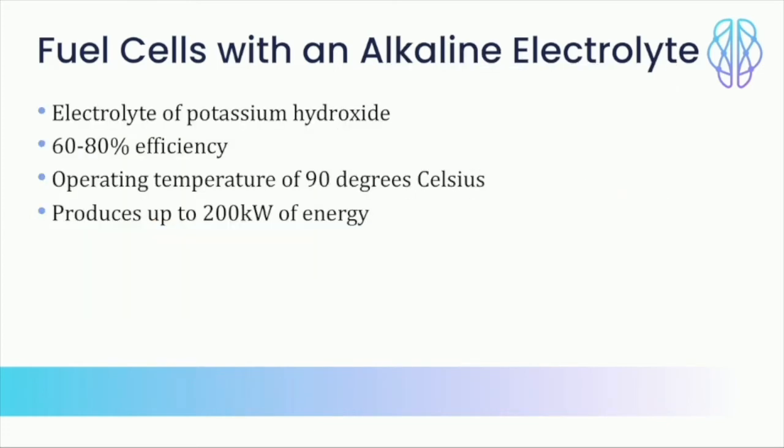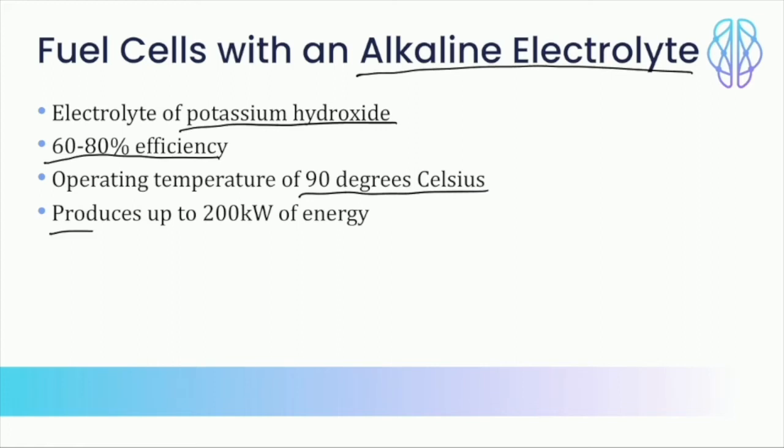So for the alkaline cell, we have a couple of similar conditions that we need to go over. Firstly, we have the electrolyte, which is an alkaline electrolyte in this case, and that tends to be potassium hydroxide. We have an efficiency that's a little bit higher when compared to the acidic electrolyte hydrogen fuel cell, of about 60 to 80%. We have an operating temperature much lower, at 90 degrees Celsius, when compared to the other cell, and we produce about the same power. So as you can see, we do prefer using the alkaline electrolyte hydrogen fuel cells over the acidic electrolyte hydrogen fuel cells.